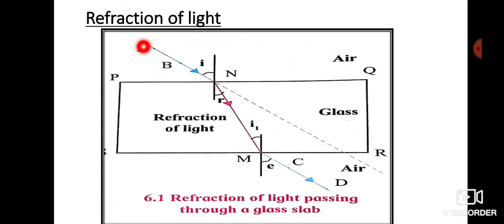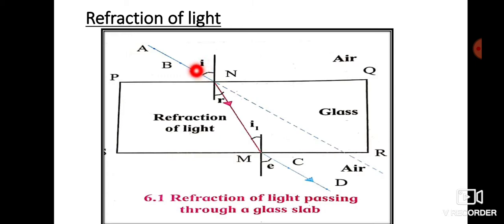So this AN is the incident ray. This incident ray makes an angle with the normal. This angle is known as the angle of incidence. Remember, this incident ray makes an angle I with the normal. You can see another angle formed over here, ANP. That is not the angle of incidence. This is where I is written as the angle of incidence.